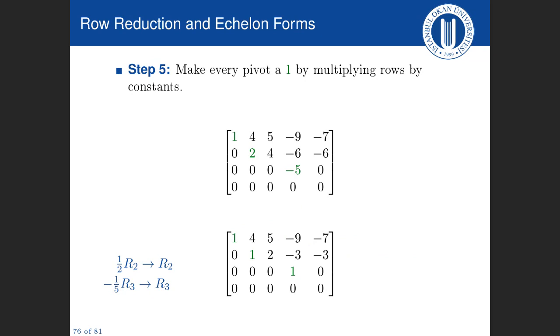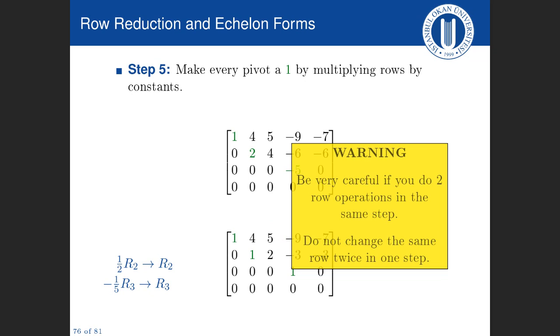Now, let me just give you a warning here. This is the first time I think I've done 2 row operations at the same time. Be careful if you do two row operations in the same step. Make sure that you don't change the same row twice in one step, or you're going to end up with the wrong answer. When you get to the end of the course, I imagine that you will be very comfortable doing this. You can do 2 row operations or more in one step without a problem. But when you're starting to do this, I recommend you stick to just doing 1 row operation at each step until you're more comfortable doing this.